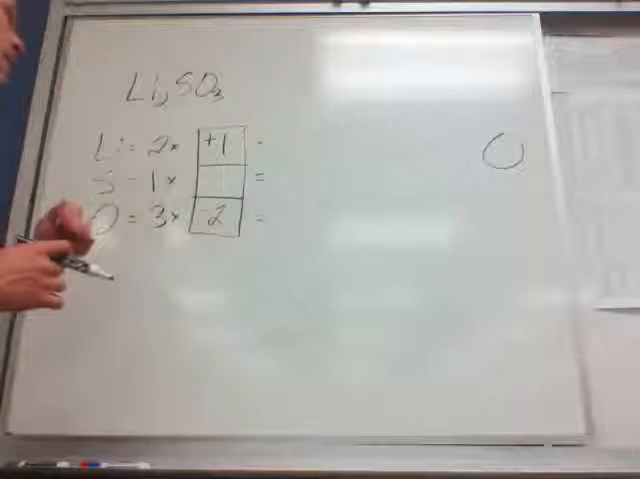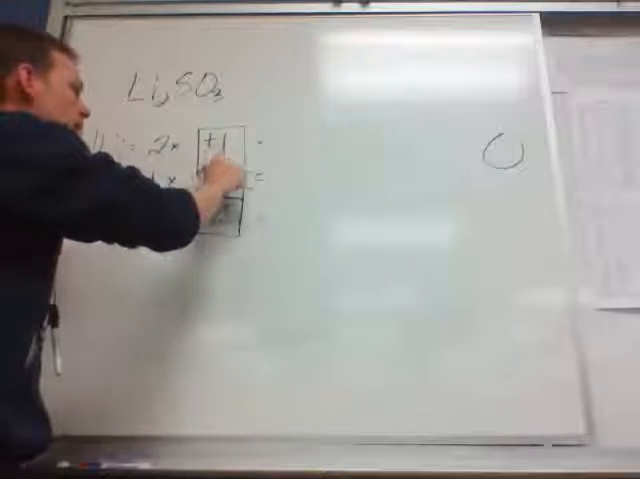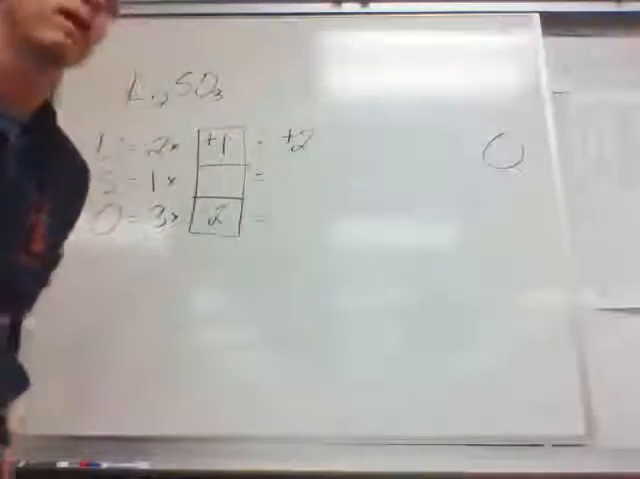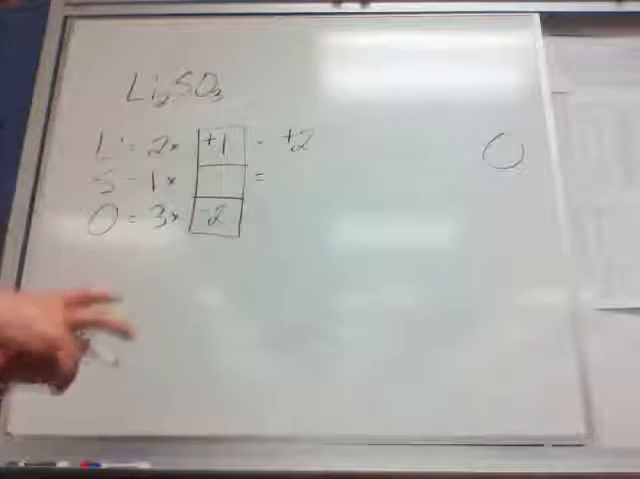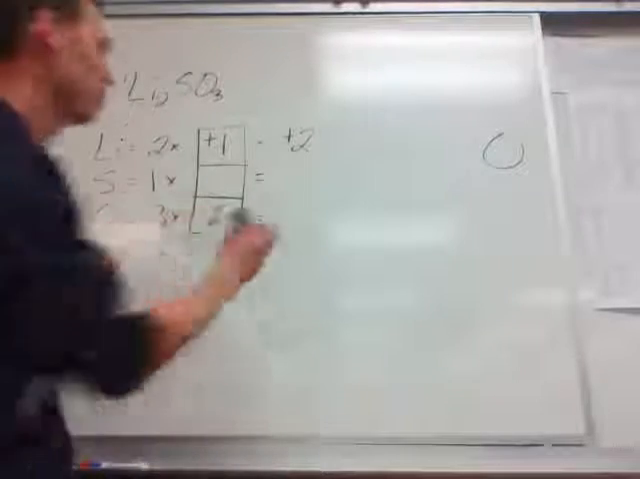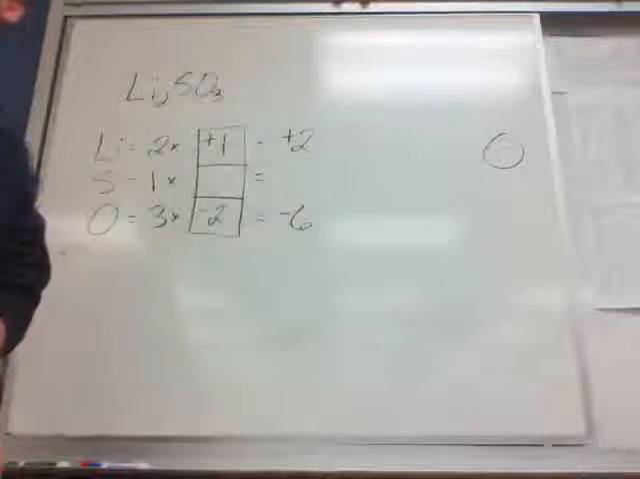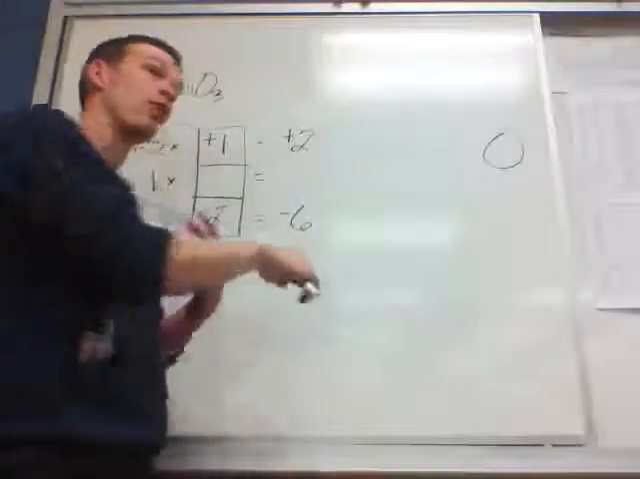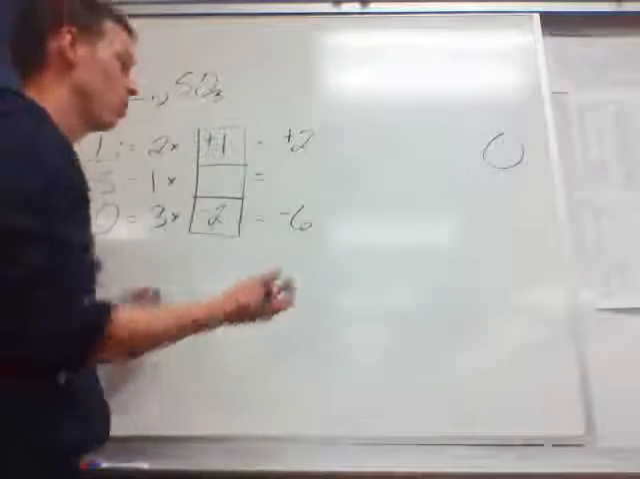Let's run these numbers. We've got some math set up here. It's pretty simple math. 2 times +1 equals +2. I'm going to keep really worrying about these charges. That's kind of the whole point of what we're doing. 3 times -2 equals -6. Everybody cool? Here's what we need. We need all 3 of these numbers to have a grand total of 0. And right now they don't.